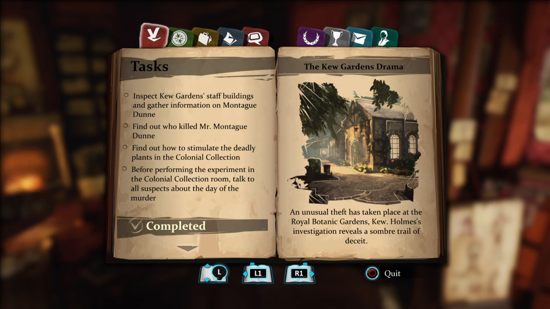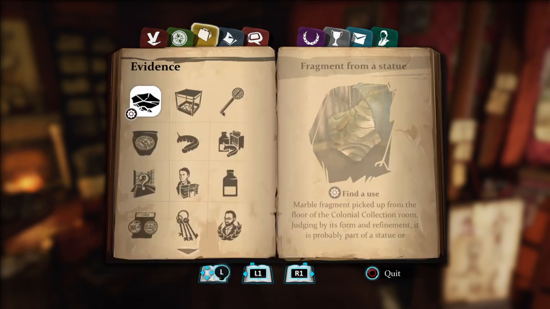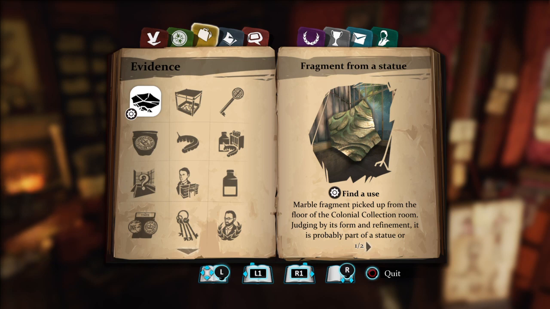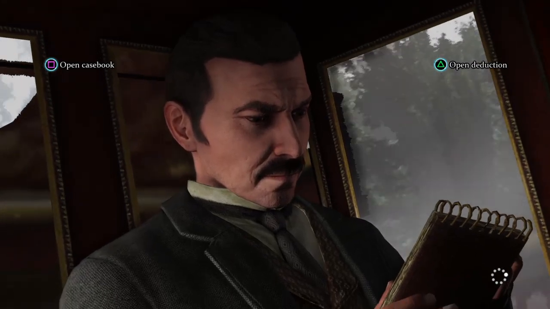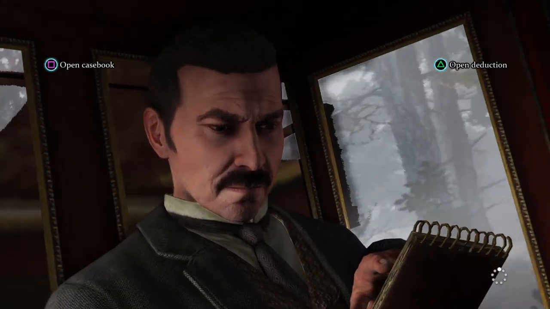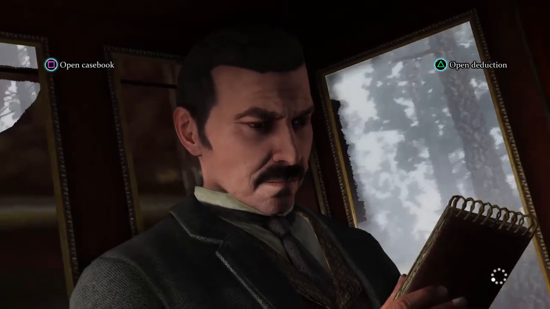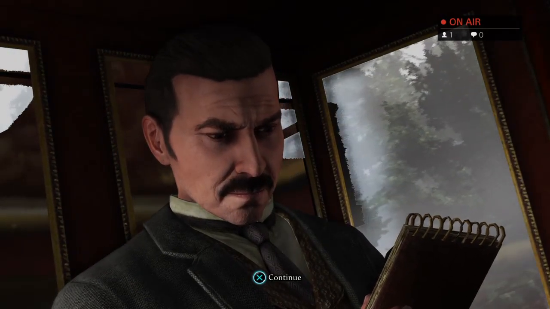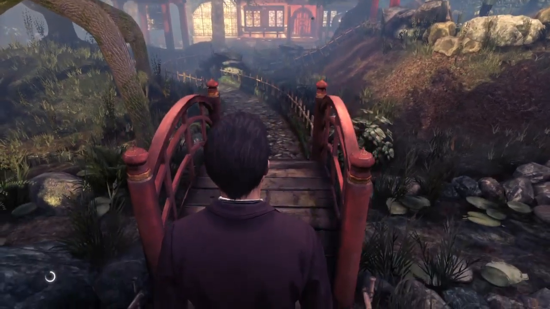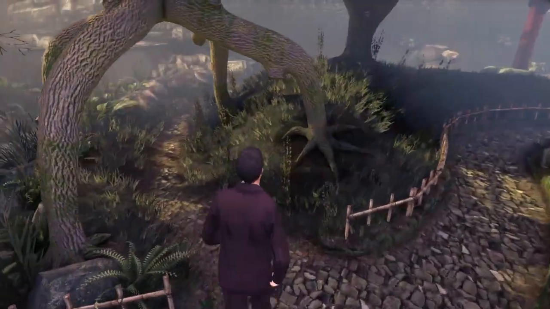So we have to go to the colonial collection at this place. But first of all, let's take a look here. Have a statue or a sculpture. I forgot something. Let's go to the Divine Syndicate first, and afterwards we go to the Kew Garden. Oh, we're there. Right then, let's take a look for a statue or something like that. Maybe it's from one of them statues here.